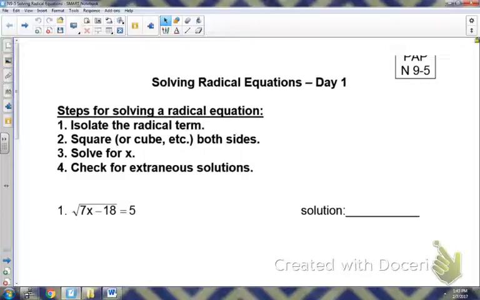To get rid of that radical, we either square it or cube it. We do the opposite of whatever root we're taking. Then we solve for x, and then we check for extraneous solutions. Remember, that means if you work it out and find your answer, you plug it back in, and it doesn't work out.